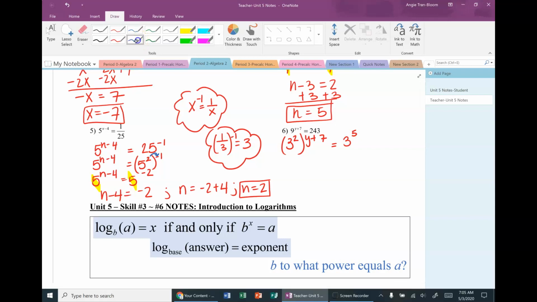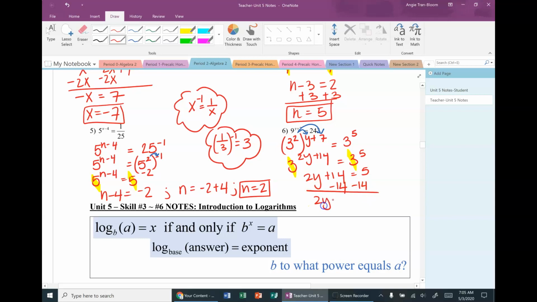Power to the power again, don't forget that rule. You have to multiply these out because if you don't, you will get the wrong answer. So it's now 3 to the 2y plus 14 equals 3 to the 5th. Nothing we can do on the right side. Bases are now both 3. We can drop those. So now we have 2y plus 14 equals 5. Subtract 14 from both sides.